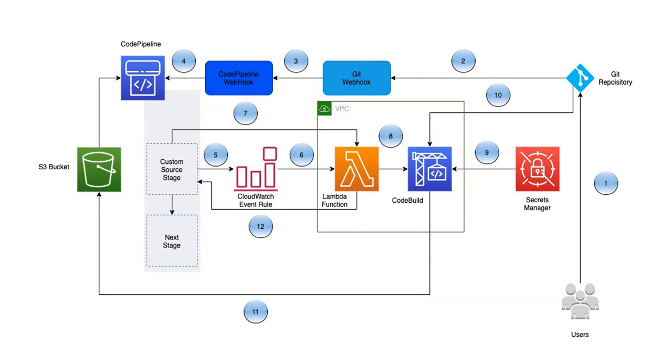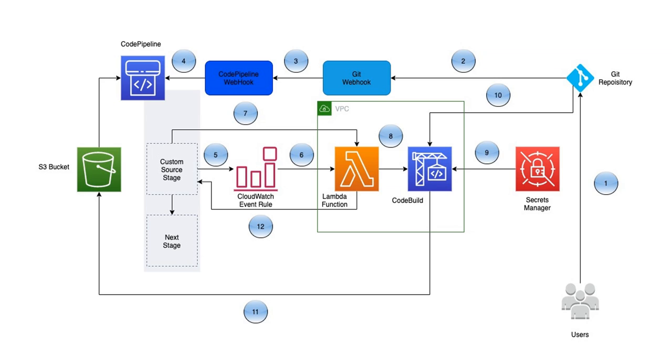This diagram shows how we can use event-driven architecture with a custom source associated with a third-party Git repository that is not natively associated with CodePipeline. For our use case, we use GitLab. You can use any Git repository that supports Git webhooks. Let's look at the architecture diagram. The architecture diagram includes the following steps.